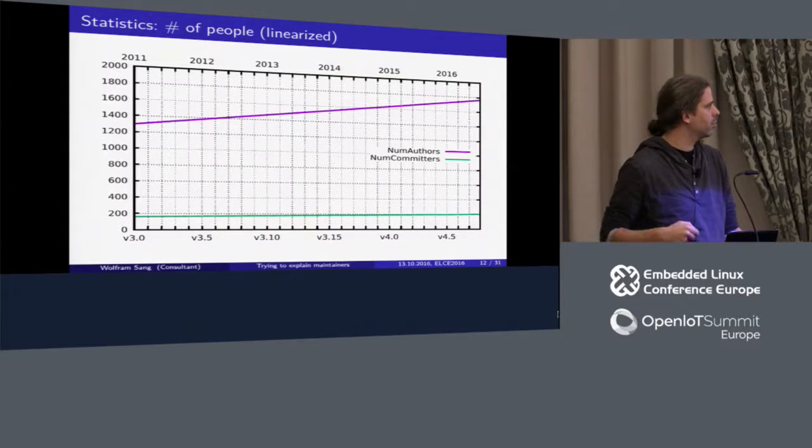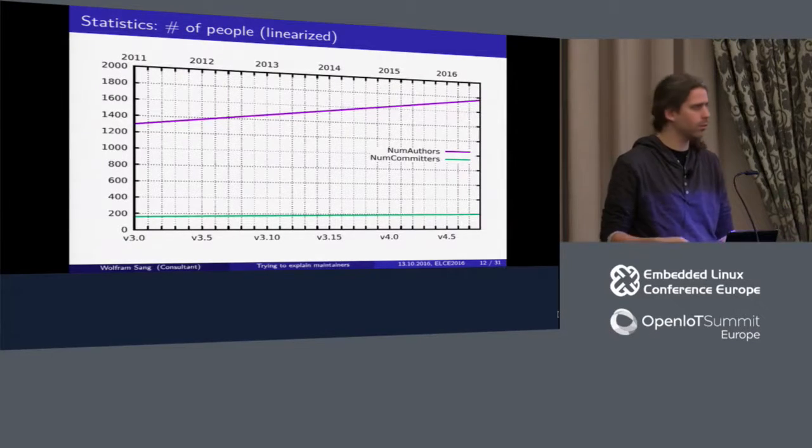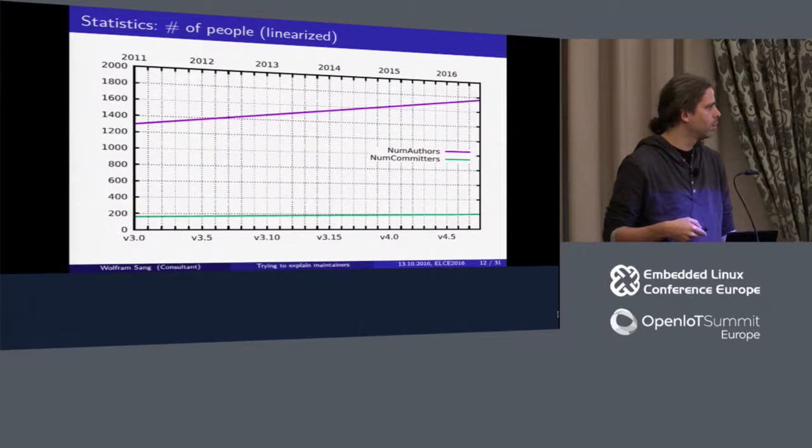And you can also see here that the number of authors is increasing, which also means educational work. You have to teach them a few things, while the number of people committing to the tree is only increasing a little. But given the numbers we've seen above, I would like to see another slope here.